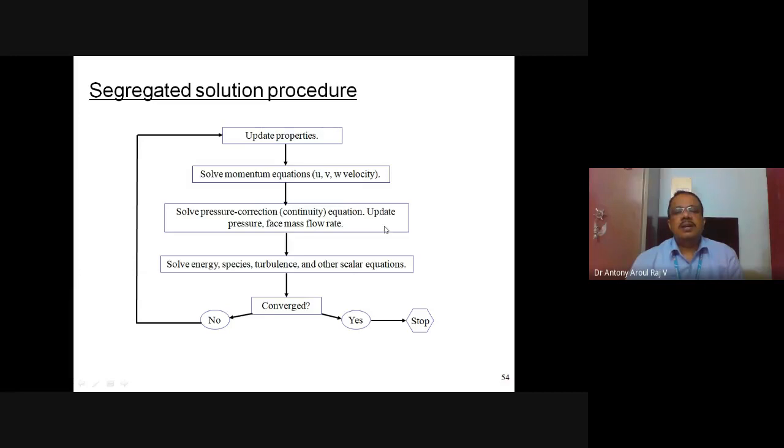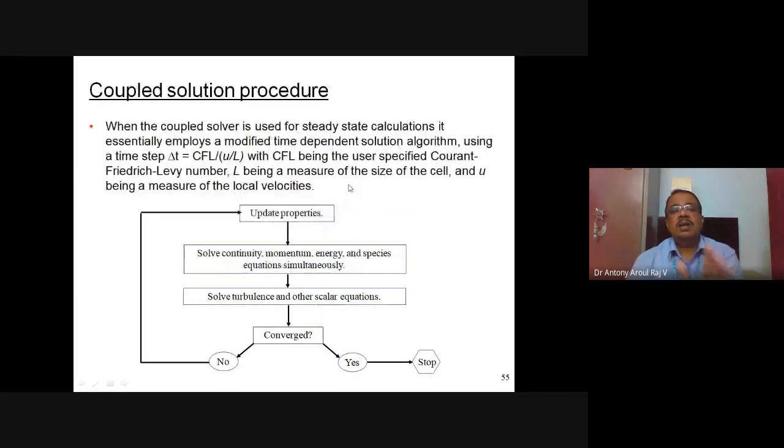Then we solve the energy balance, species balance, and turbulence equations. Everything we solve, and then we check for convergence. If convergence is there, we stop; otherwise, we repeat. While solving our problem, we have followed this procedure. If this is not there, it is not in your scope. This is for a steady problem.